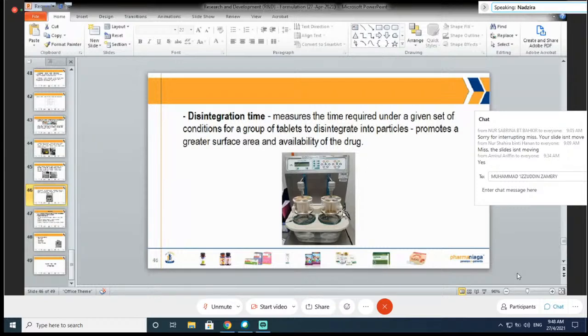Okay, basically we will put six tablets in the six vessels, and immerse them in purified water and see how the disintegration occurs, and we'll record the time.